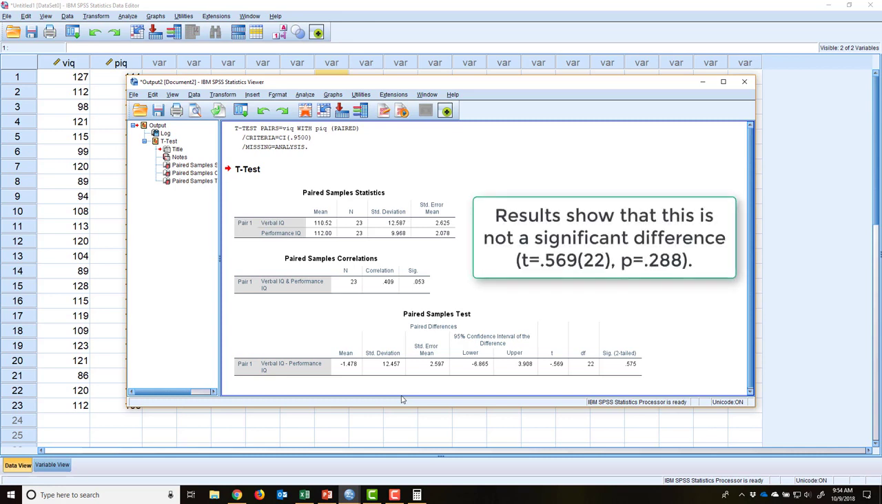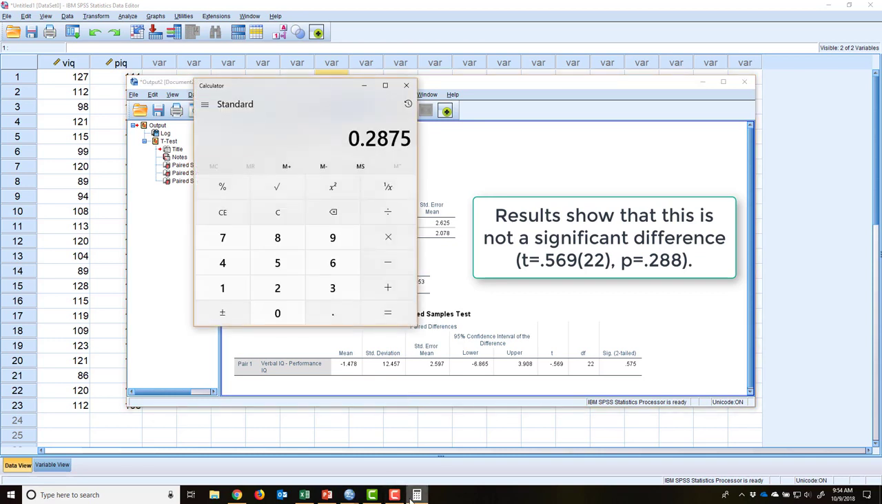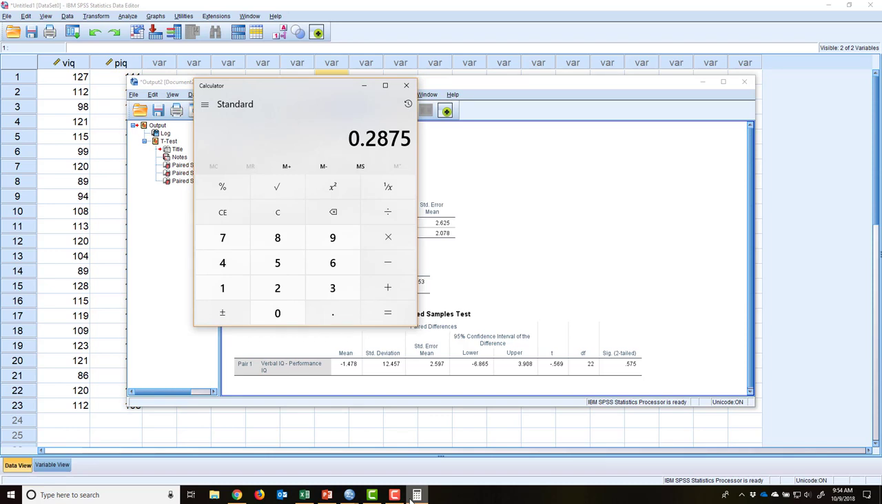We might say, although the difference between the groups was in the expected direction, results show that this was not statistically significant. The t-value is -0.569 with a degree of freedom of 22 and a p-value of 0.2875. So there's not enough evidence, therefore, to conclude that the participants differed on their verbal IQ and performance IQ measures.